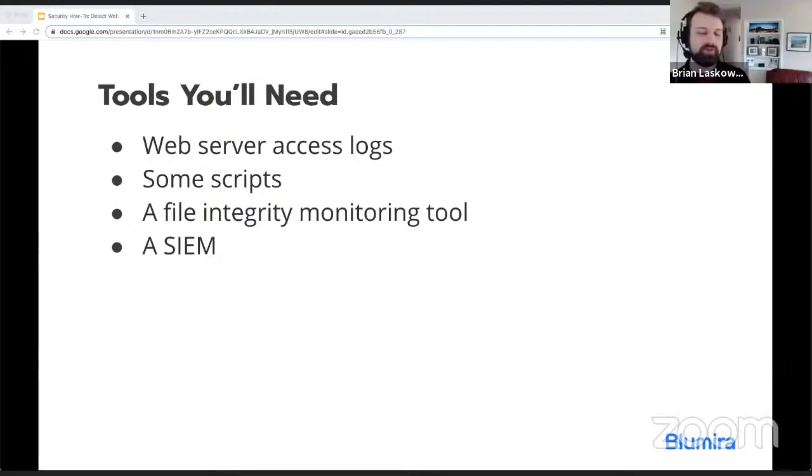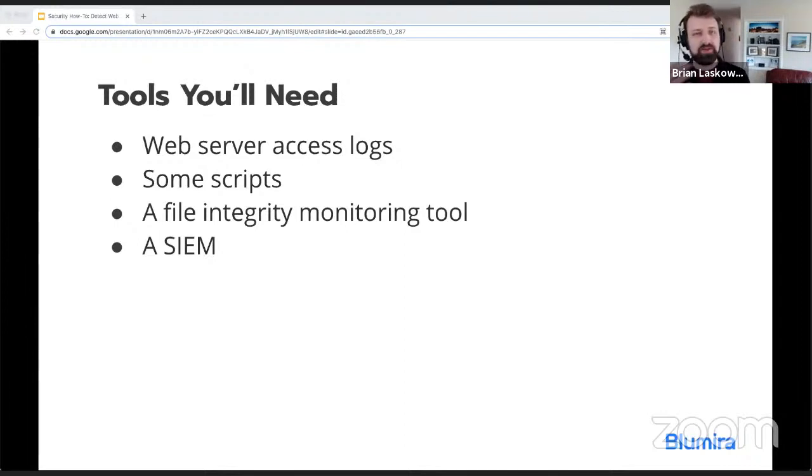Sure. So again, when I got started at detecting web shells, I didn't have a whole lot at hand except for web server access logs and some scripts that I wrote. So it certainly doesn't take an entire security operations team to detect a web shell. But having technologies in place beforehand is certainly going to aid you in being able to detect those web shells quicker and react to them before they can really harm your exposed systems.